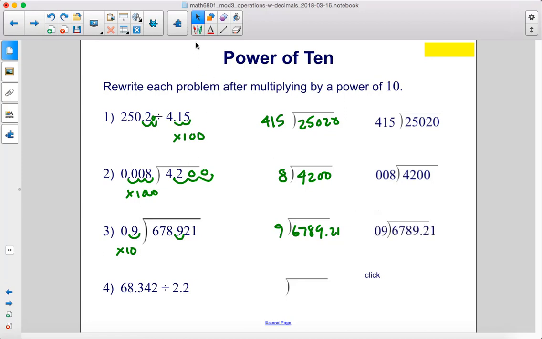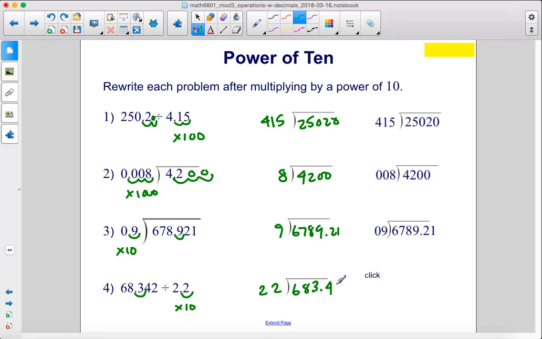And finally, we have this is our dividend and this is our divisor. This will move over 1 by multiplying both numbers by 10. So this also moves over 1, and that gives us 2, 2, and 683.42.